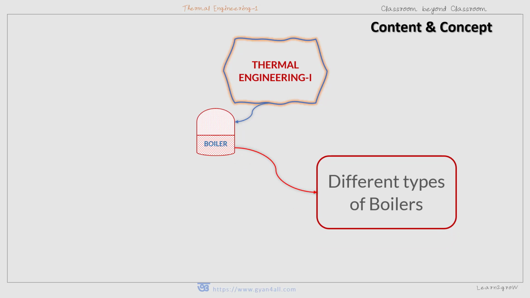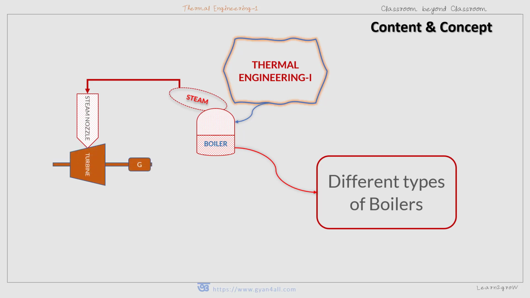A boiler produces high pressure, high temperature steam. This high pressure, high temperature steam is used to run a turbine, and the steam is generally expanded with the help of a steam nozzle. So we will discuss steam turbine as well as steam nozzle. And steam turbine is used to generate electricity with the help of a generator.